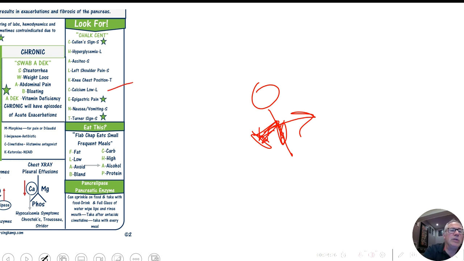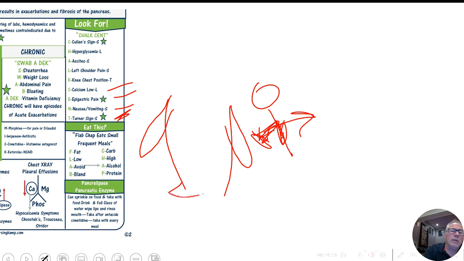Next is calcium is low. We talked about epigastric pain, nausea, vomiting, Turner sign, which is Turner trunk. Oh, that's a penguin. All right, I'm definitely tired today.